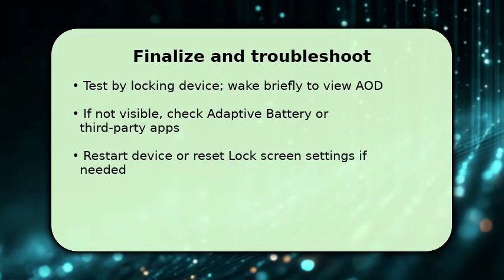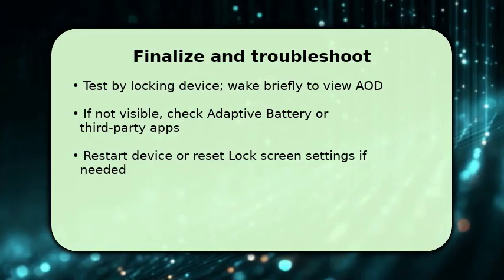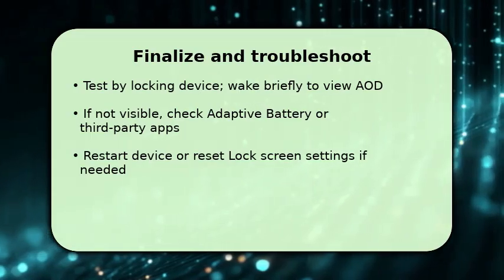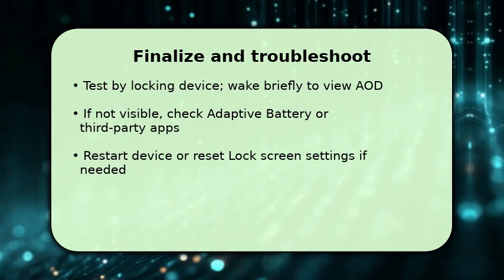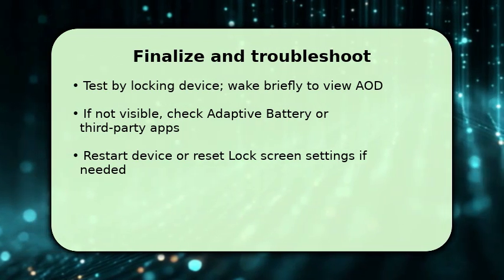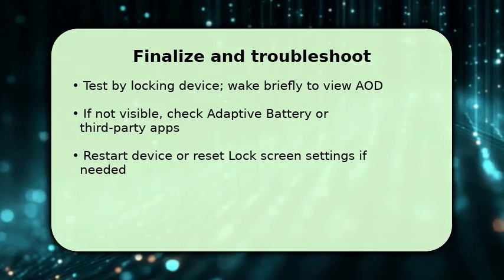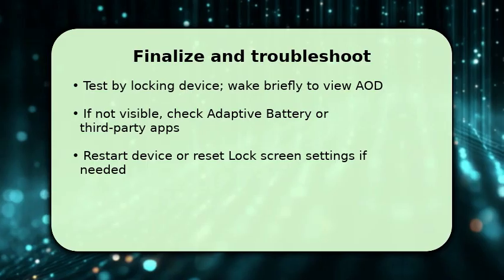Finish by testing. Lock your phone and wake the screen briefly to verify Always on Display shows your chosen layout. If you don't see it, make sure adaptive battery or aggressive battery optimizers aren't restricting background features, and check for third-party lock apps that override AOD.